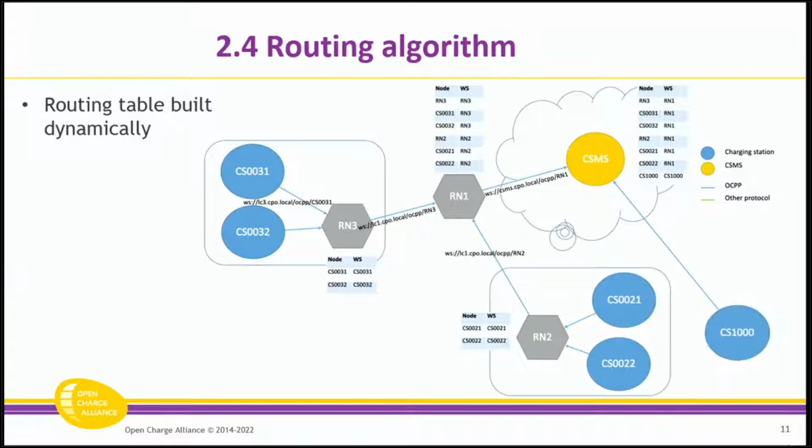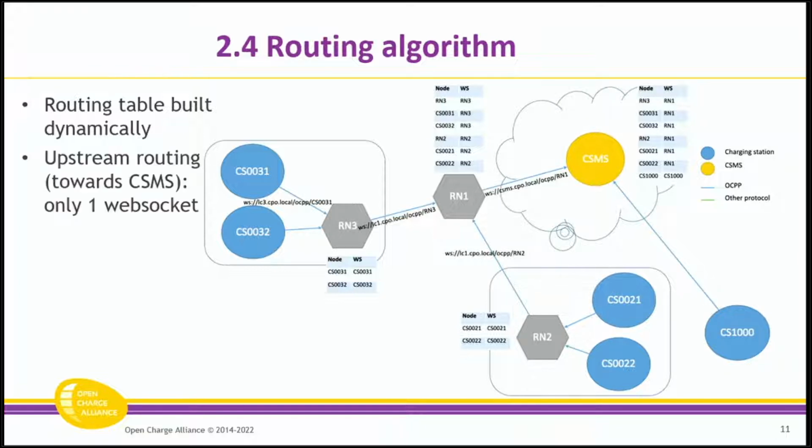So now I will just quickly try to explain how the routing works. Because the network that we support is always going to be tree-shaped, because there's a single CSMS on top, and then you get various branches. So the routing is not that complex. Because for the upstream routing, upstream meaning the message is going to the CSMS, there's always only one way up. So sending a message to the CSMS is simple. You just send it over the upstream WebSocket.